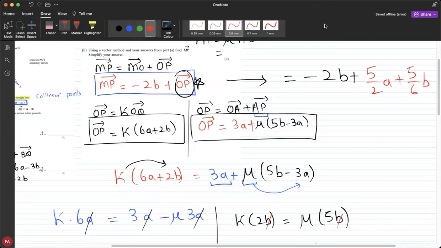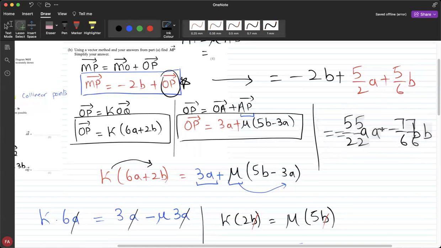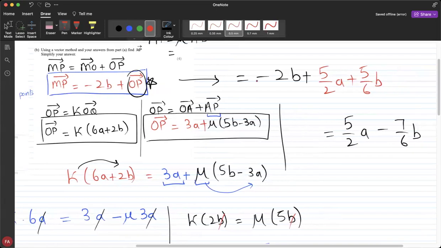If you were to solve this, take the LCM of minus 2 and 5 over 6, you'll end up getting the answer as 5 over 2 a minus 7 over 6 b. This over here is my final answer, which represents the value for MP.